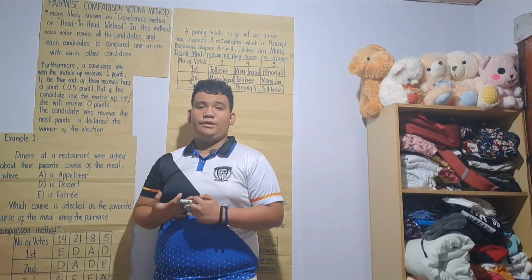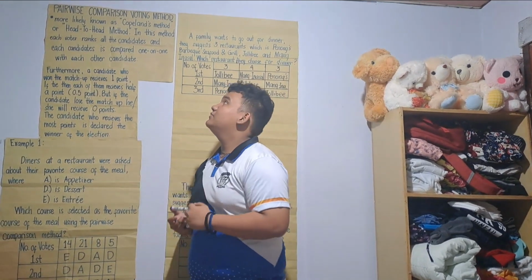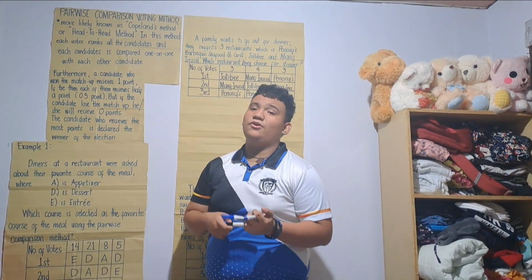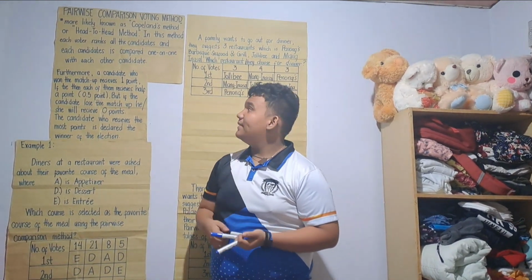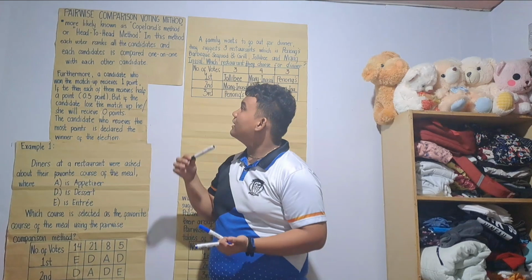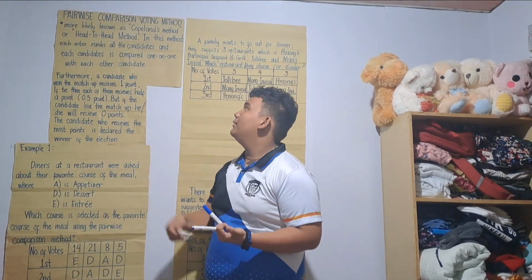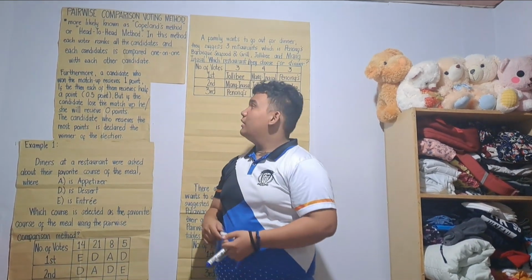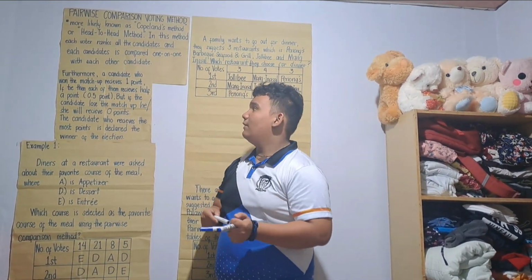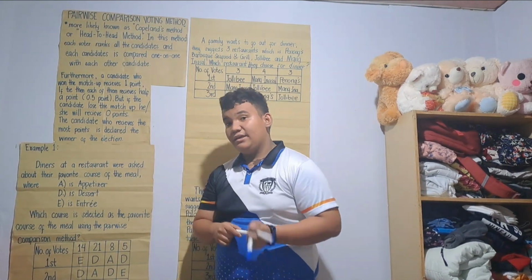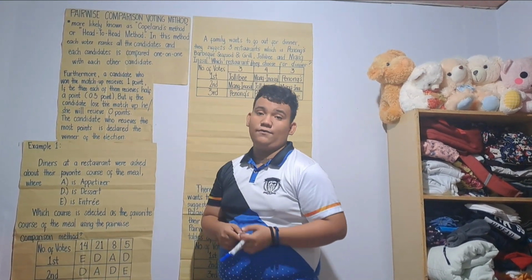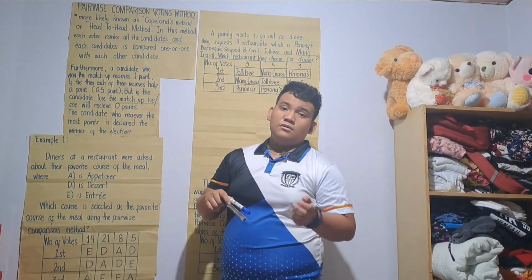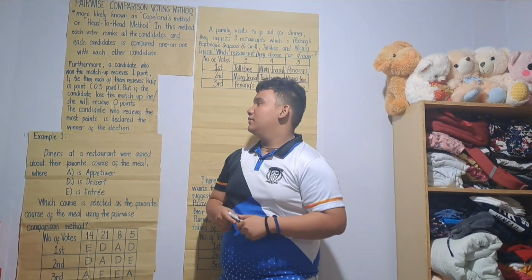I am Gerald E. Tapik and I'm here to explain the pairwise comparison voting method, more commonly known as Copeland's method or the head-to-head method. In this method, each voter ranks all the candidates and each candidate is compared one-on-one with each of the other candidates. A candidate who wins a matchup receives 1 point. If the matchup is a tie, both receive half a point. But if the candidate loses the matchup, the candidate receives 0 points.